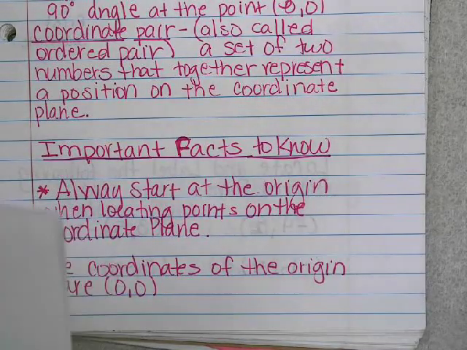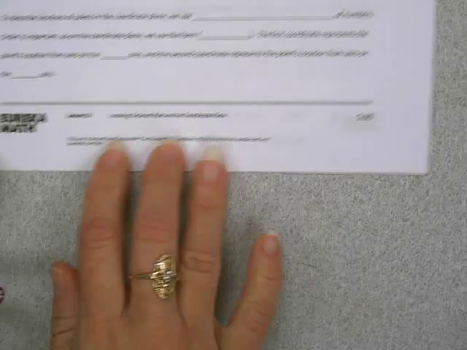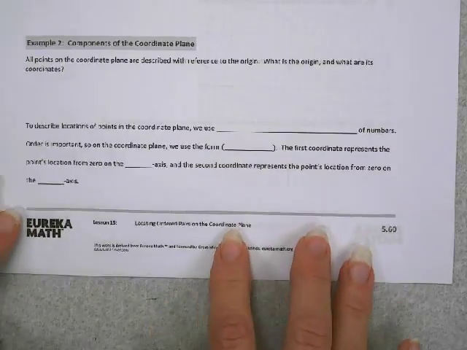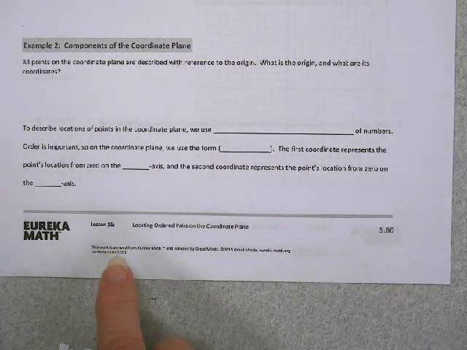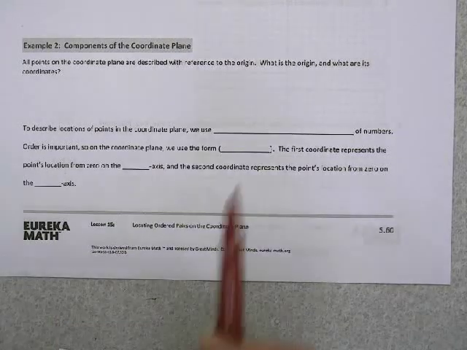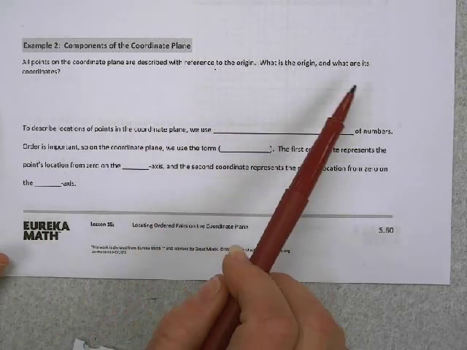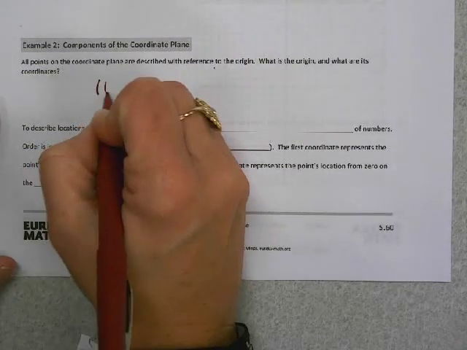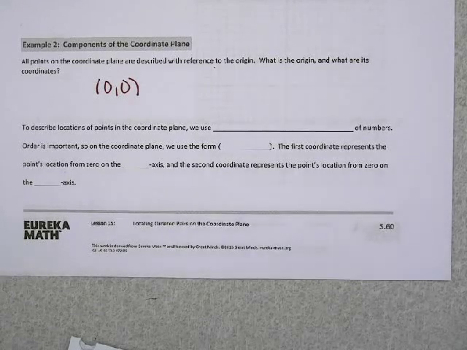Lesson 15 starts on page 147, and we're going to start by looking at the bottom of that page, which is example 2. So it says components of the coordinate plane. So we are at the very bottom of that page on looking at example 2. So we're actually going to look at this paragraph down here. So we already answered, I guess we'll start up here. All points on the coordinate plane are described with reference to the origin. What is the origin and what are its coordinates? We just said that. So the coordinates of the origin are 0, 0. And we know that it's where the two number lines meet.